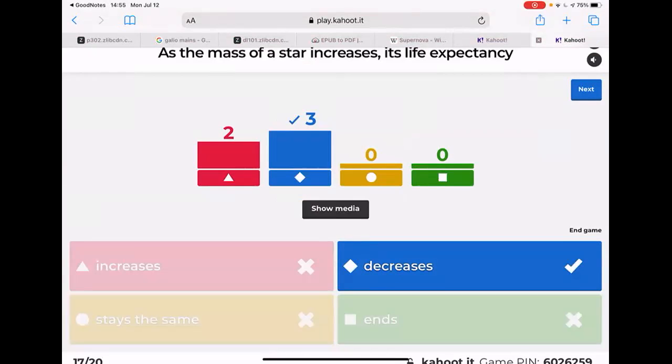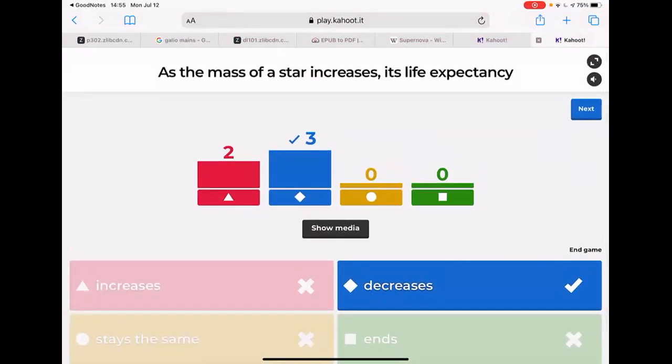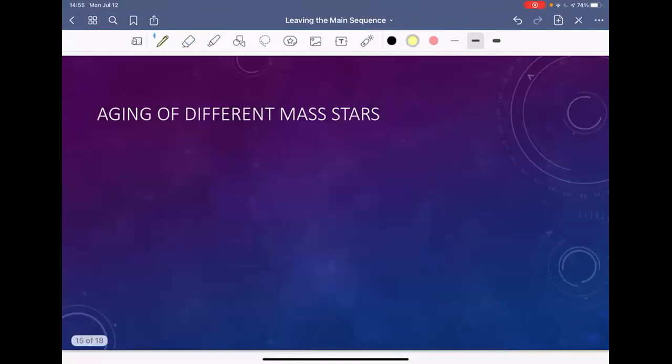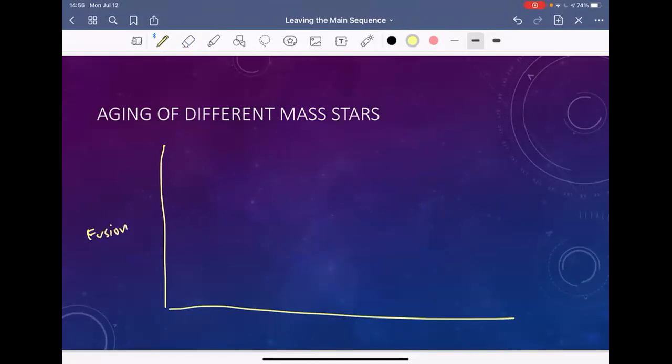Yeah, so there are obviously going to be only two real answers to choose from here, either increase or decrease, right? Because everything depends on the mass. So let me draw this out just a little bit. Let's imagine we have a graph here, like this. Let's say fusion rate, temp, the temperature of the core, and lifetime, and time.